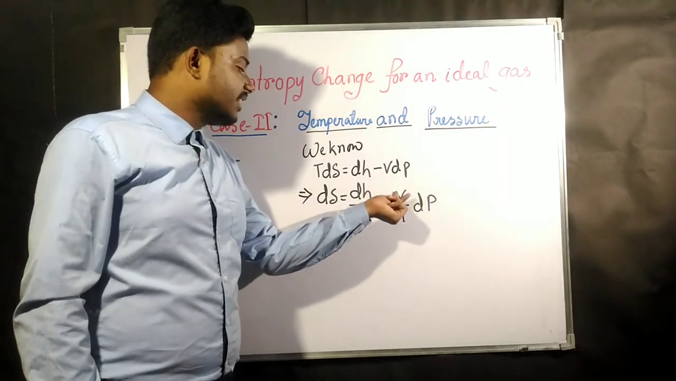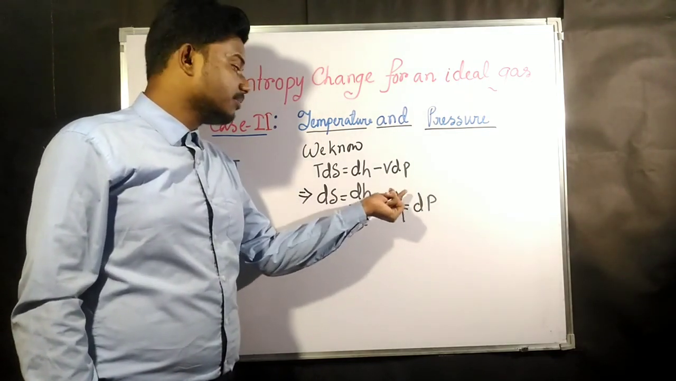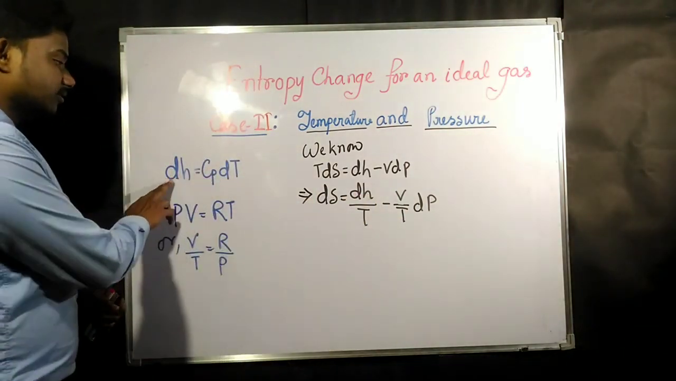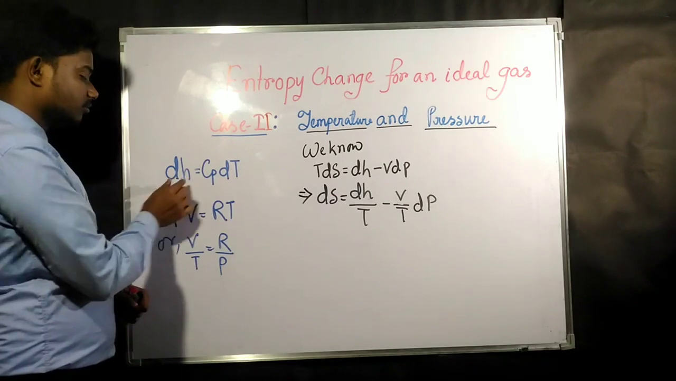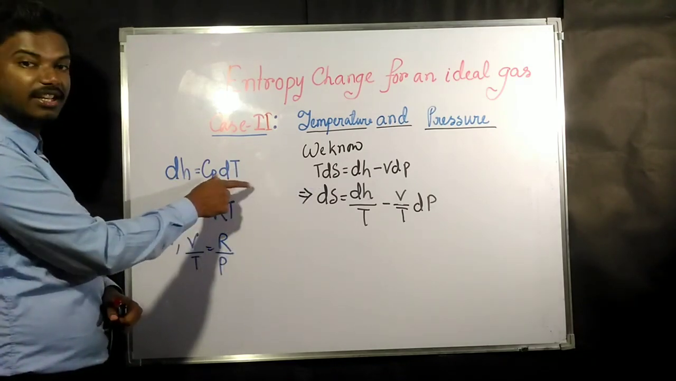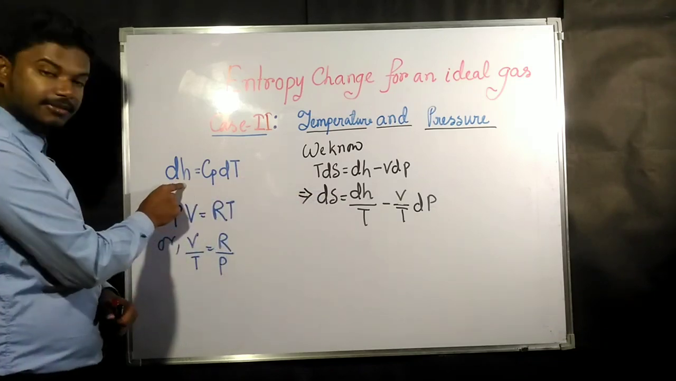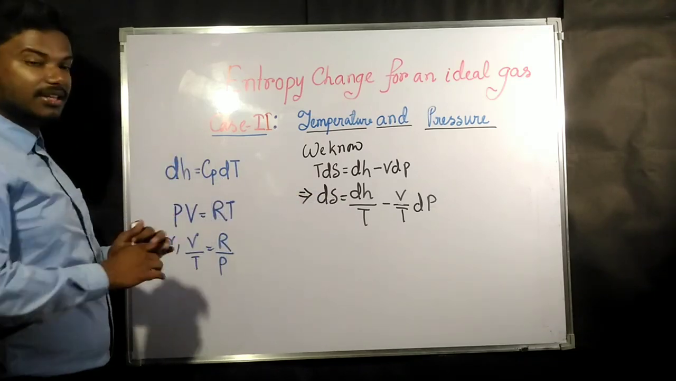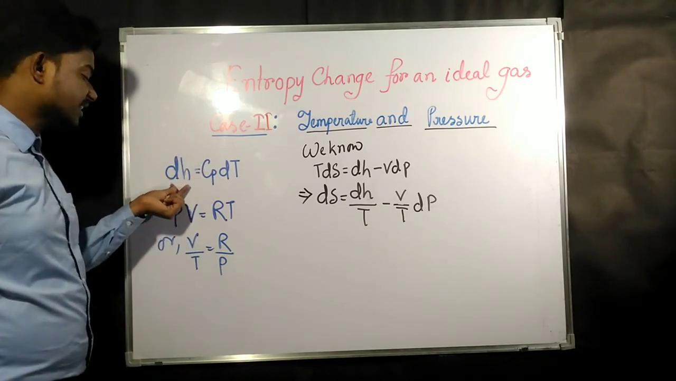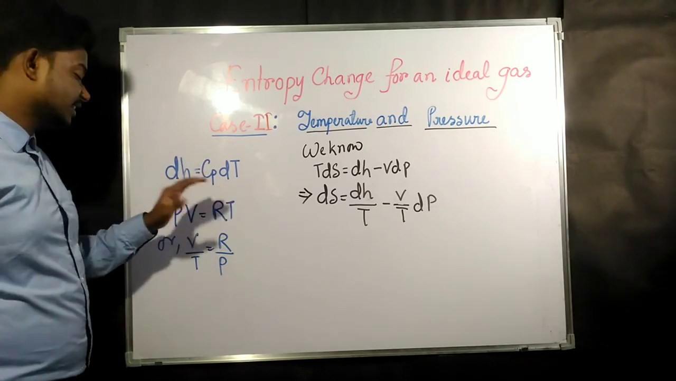So we are getting here V by T. Previously we had got P by T, so now we are getting V by T. Similarly, in place of dU, we had written Cv into dT. Now since it is dH, we are writing Cp into dT. This is the equation which we have found out in previous lectures: dH is going to be Cp into dT.